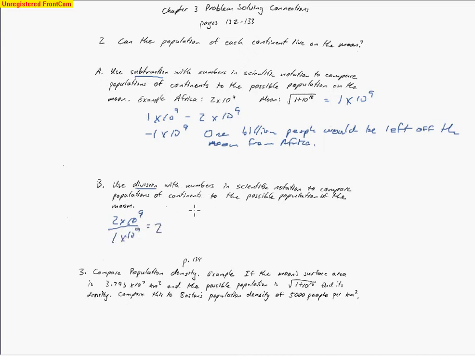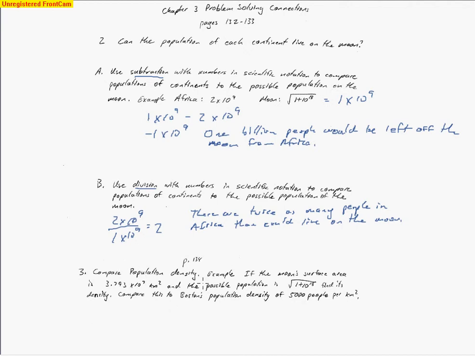And so what that represents is there are twice as many people in Africa than could live on the moon. And again, you'll do that for each of the different continents. And the last question says, compare the population density.